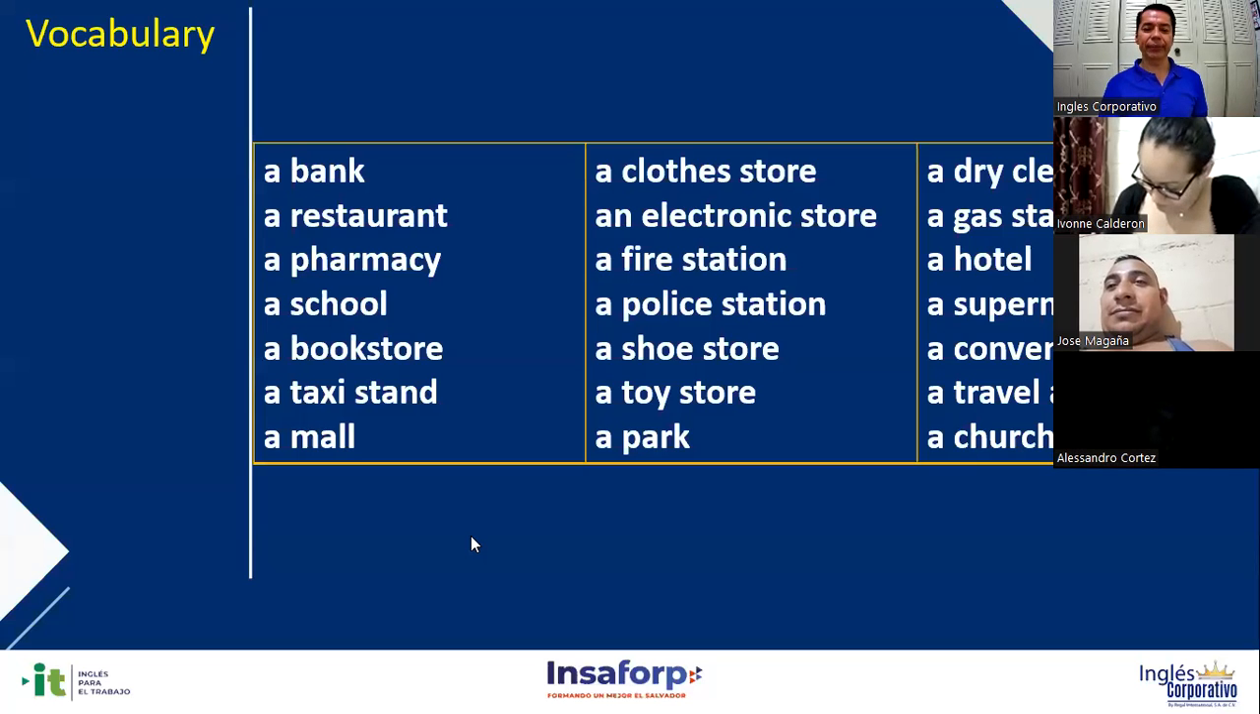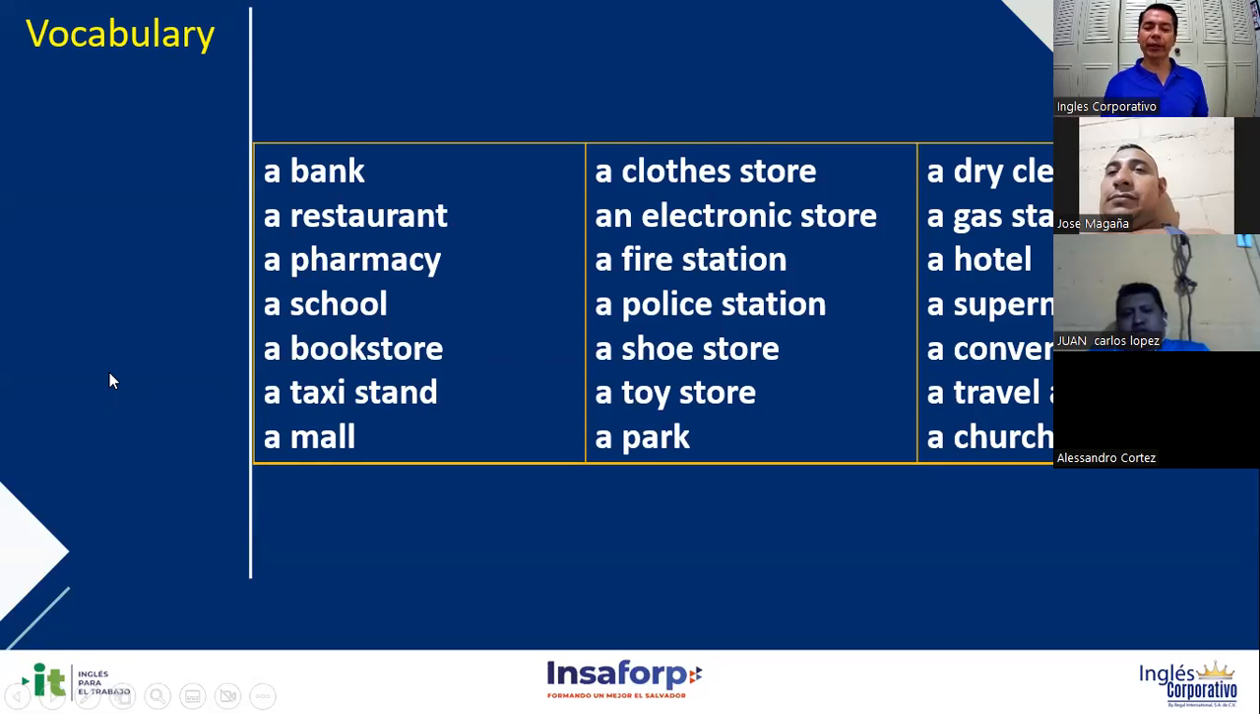Okay, vocabulary, right? A bank, a restaurant, a pharmacy, a school, a bookstore, a taxi stand, a mall, a clothes store, an electronics store, a fire station, a police station, a shoe store, a toy store, a park, a dry cleaners, a gas station, a hotel, a supermarket, a convenience store, a travel agency, a church, right? Esto ya lo habíamos repasado, pero I don't know if you have any question.